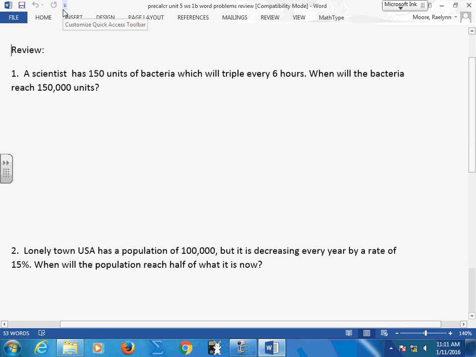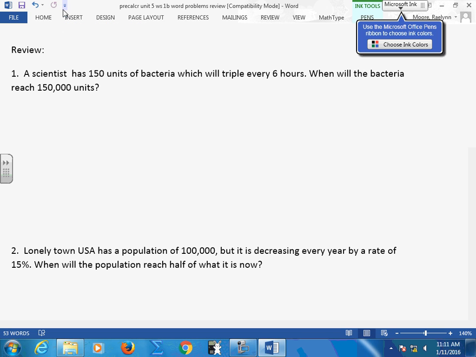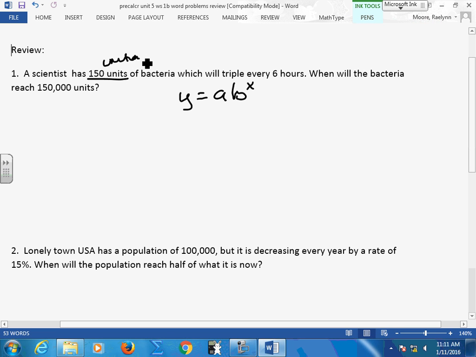So, we have a scientist who starts with 150 units of bacteria, and it triples every 6 hours. We need to know when, which is the time, it will reach 150,000 units. So, let's just start basic first. What's A? This is what he starts with, initially. What's my rate? B.